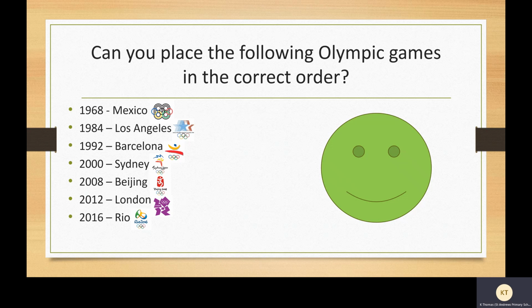The year that comes first is 1968, Mexico. The next Olympic Games were held in Los Angeles in 1984. Then came Barcelona in 1992. In 2000, we had the Sydney Olympic Games. In 2008, they were held at Beijing. In 2012, they were held in London. And in 2016, they were held in Rio.